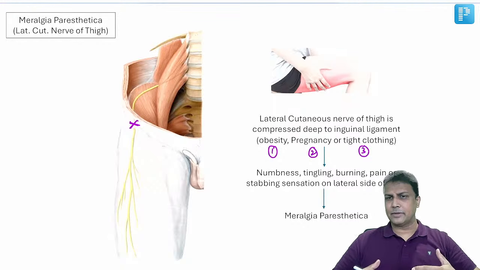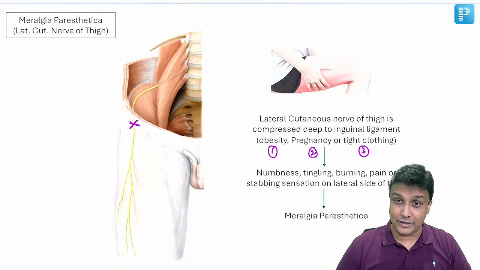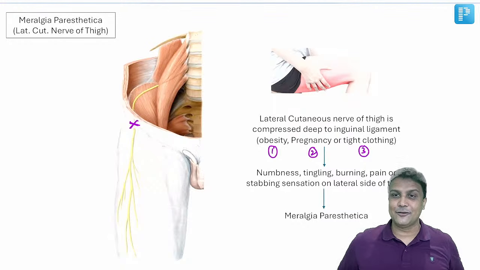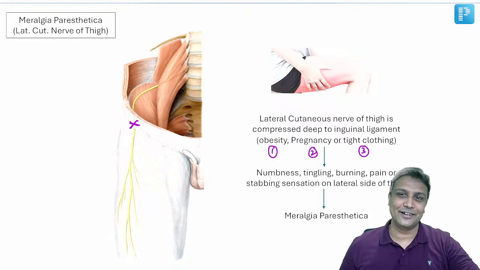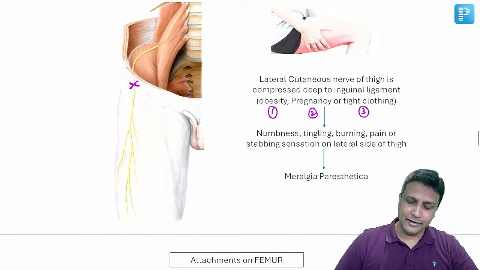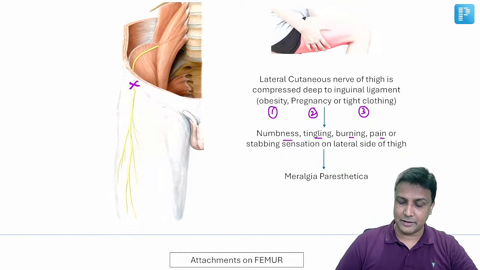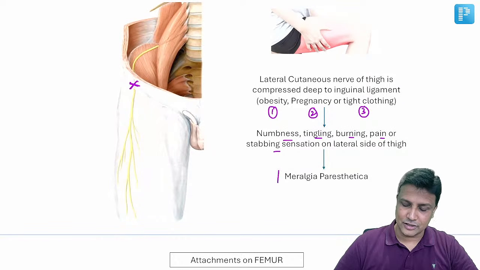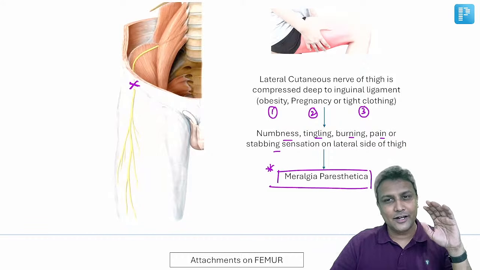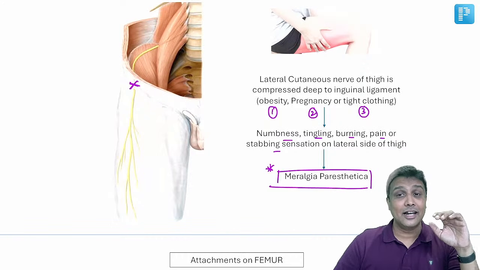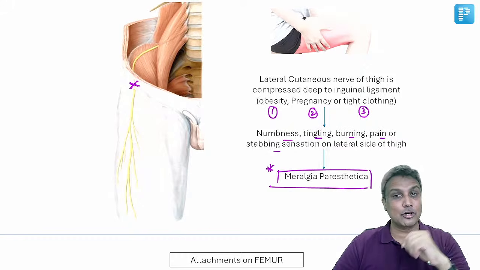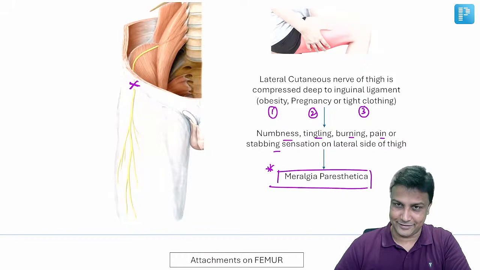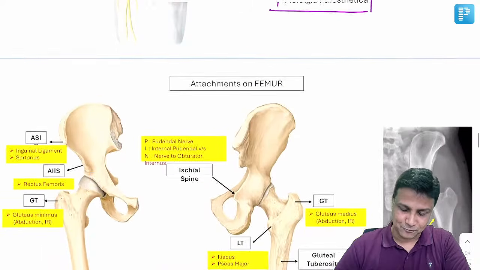So in obesity and pregnancy, the abdomen will be protruded there, and the lateral cutaneous nerve of the thigh will be actually compressed near the inguinal ligament. And it will lead to what? Numbness, tingling, burning, pain, or stabbing sensation on the lateral side of the thigh, and this condition is referred to as meralgia paresthetica. So what is the nerve involved in meralgia paresthetica? Lateral cutaneous nerve of the thigh. And what is the root value of that one? L2 and L3. So please keep this in mind.